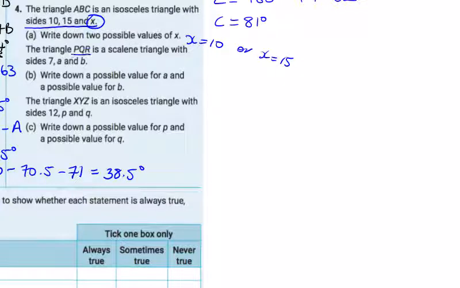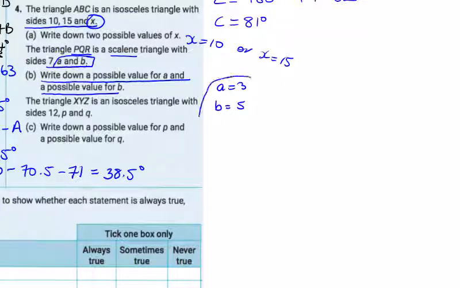The triangle PQR is scalene with sides 7, a and b. Now write down a possible value for a and a possible value for b. Now with these values, there could be anything really here, but what can we say about two sides of a triangle? Well, two sides have to add to greater than the other side. So if a is equal to 3, b could be equal to 5. That could work for us. A plus b is equal to 8. We don't want it less than 7.